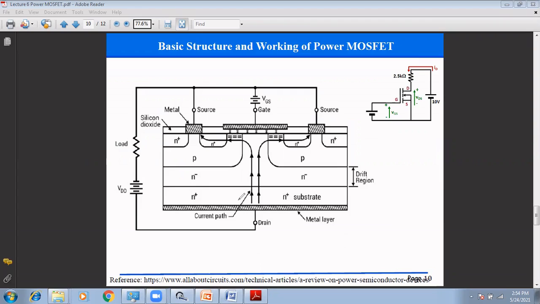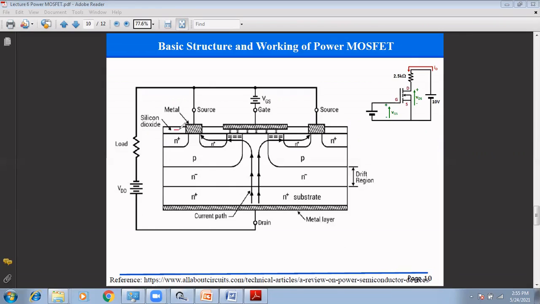So the first layer is the N plus, that is the substrate layer. Above that is the N minus, which is nothing but the drift region. Its doping concentration is lower than the N plus region. Now the next one is the P type semiconductor, and the next one is the N type. So this is nothing but the N type semiconductor.